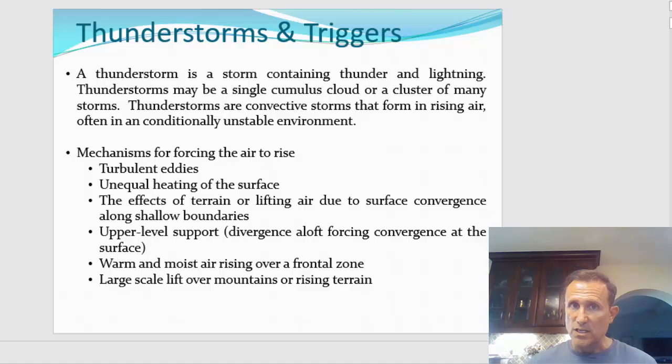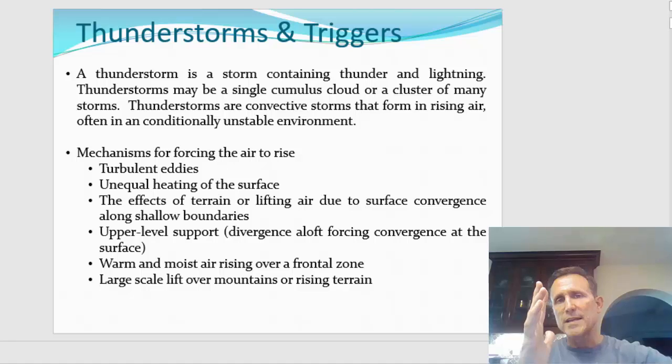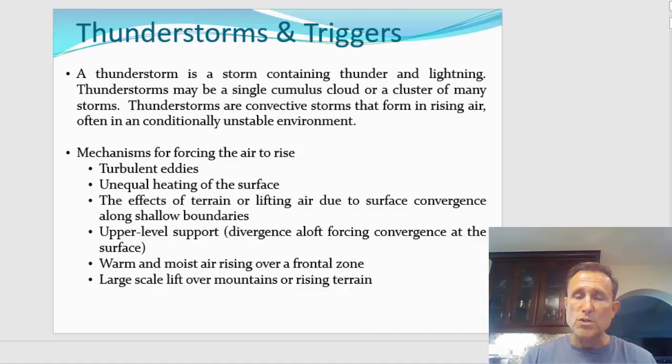Thunderstorms are convective, meaning there is an updraft and there is a downdraft. The updraft feeds hot, maybe more moist air into the storm, and the downdraft, where the rain is, brings cool and dry air down. So thunderstorms are convective storms that form in rising air, often in conditionally unstable environments. Those are environments where you have stability in the low levels, where you have to force a particle to rise, but once it reaches saturation and condensation is occurring, the release of latent heat causes the particle to continue to rise all on its own. It reaches the level of free convection. Then we have a convective thunderstorm.